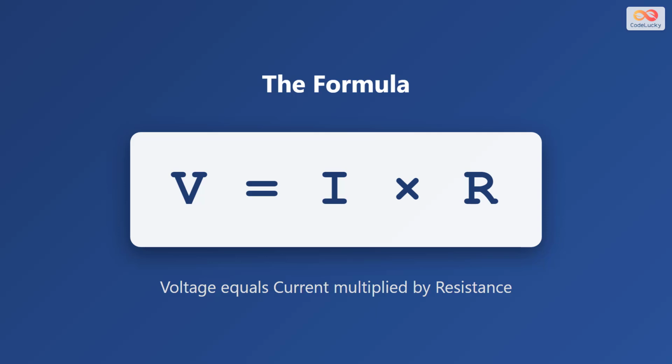The formula for Ohm's law is V equals I times R. This means that voltage equals current multiplied by resistance. This simple equation connects the three most important electrical quantities in any circuit. The beauty of this formula lies in its simplicity and universal applicability to all resistive circuits.